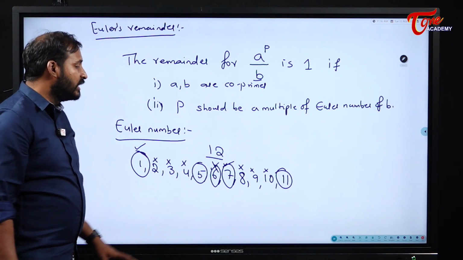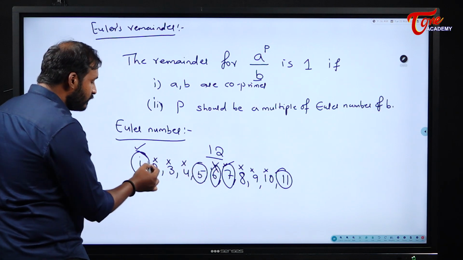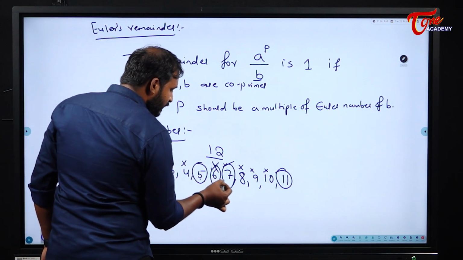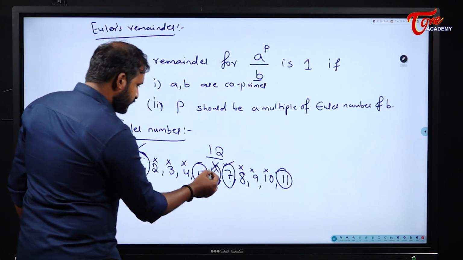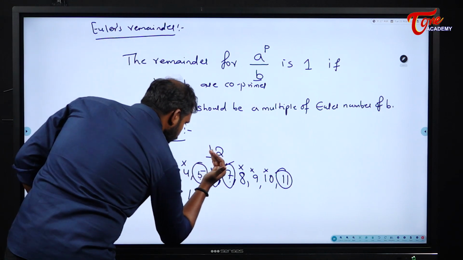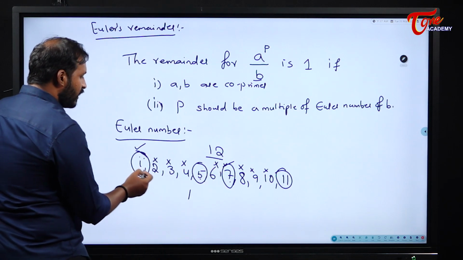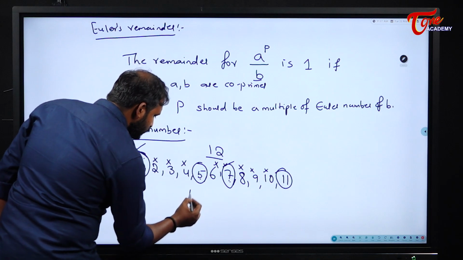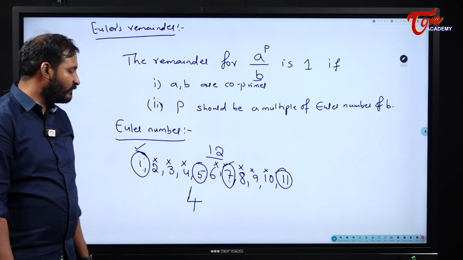So how many co-prime pairs are forming with the numbers below 12? 1, 5, 7 and 11. So the Euler number of 12 is 4.